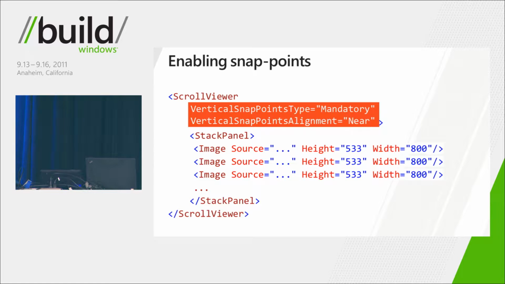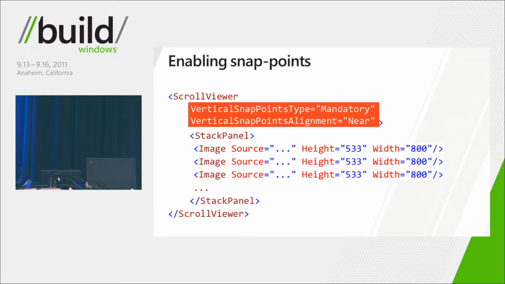Since I showed you a demo with vertical panning or vertical sliding, I'm setting 2 properties on the vertical axis. So vertical snap points type and vertical snap points alignment. Now, the type can be of 3 things: mandatory, optional, or none. Mandatory is what you just saw. The user has no choice but to hit that snap point. I, as a developer, control that view.